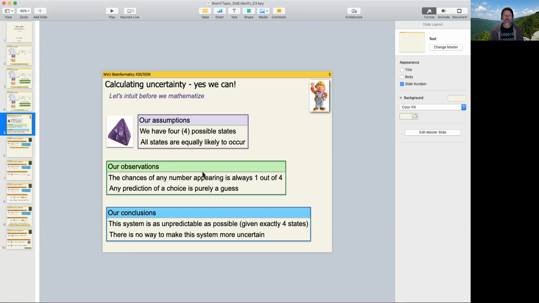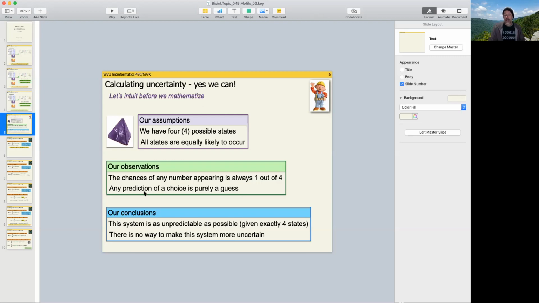First, we can observe that the chance of any number coming up on our die is always 1 out of 4. Hidden in assumption 2 is that these are independent events. When you roll the die, the roll does not depend on anything that's happened before or anything that happens after it. These die rolls are independent random events. So the chance of any number appearing is always 1 out of 4. You have 4 choices. The chance of having one come up is 1 out of 4, 25%, 0.25, however you like it.